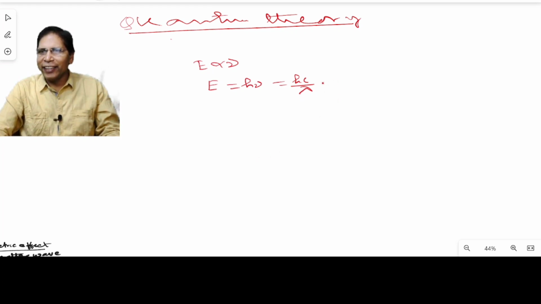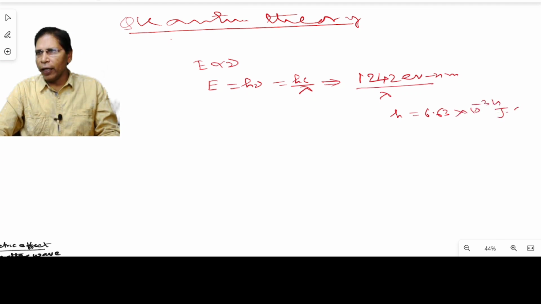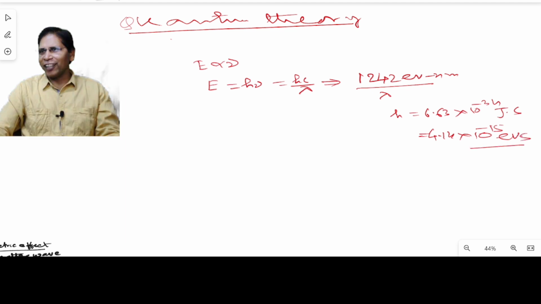Now look at this. Here hc equals 1242 eV nanometer divided by lambda. No problem. And h equals 6.63 into 10 to the power minus 34 joule second, or equal to 4.14 into 10 to the power minus 15 electron volt second. Now the properties of photon, look at this.